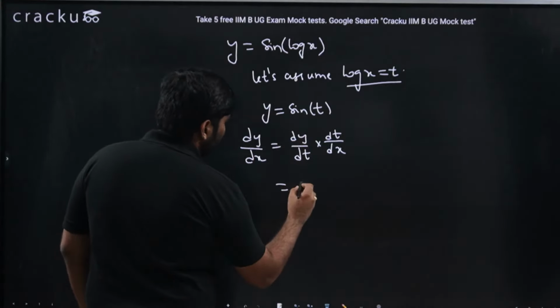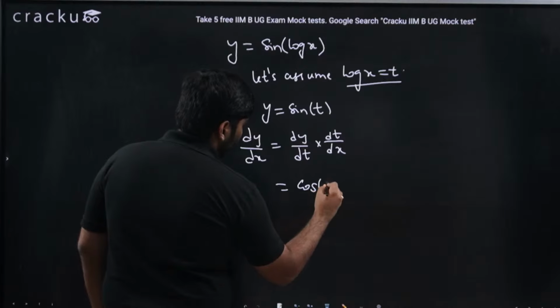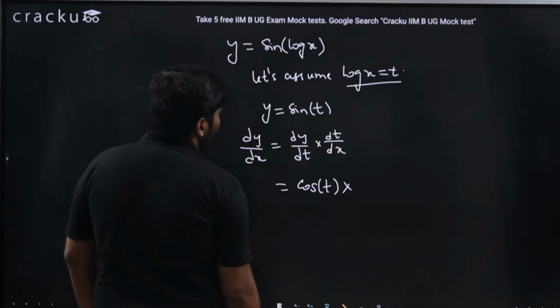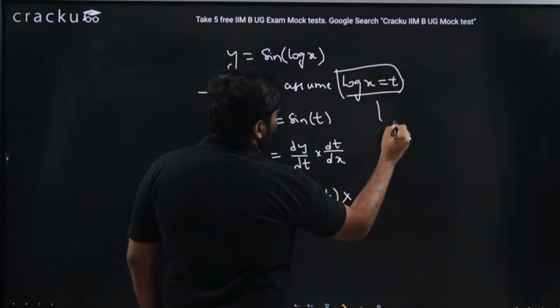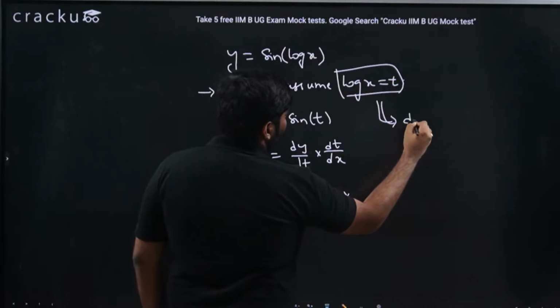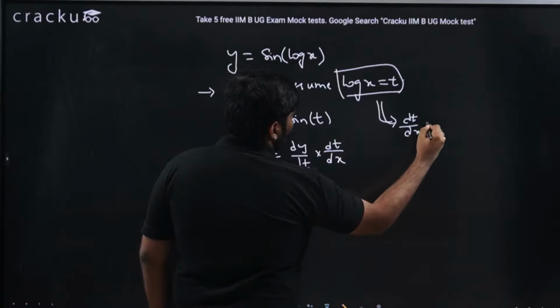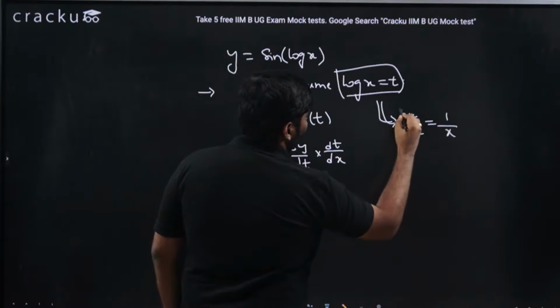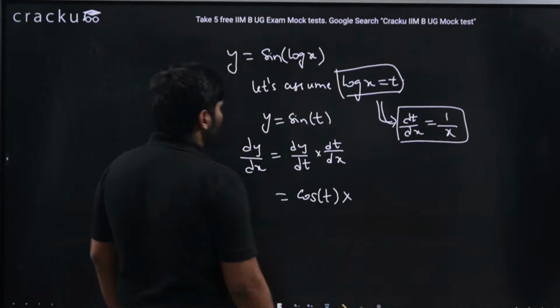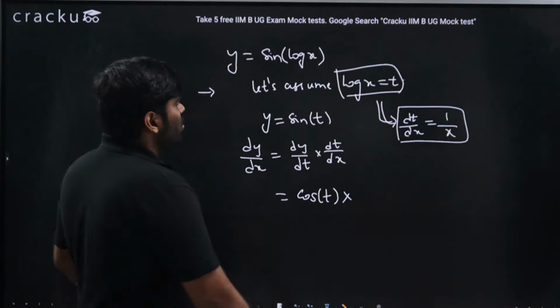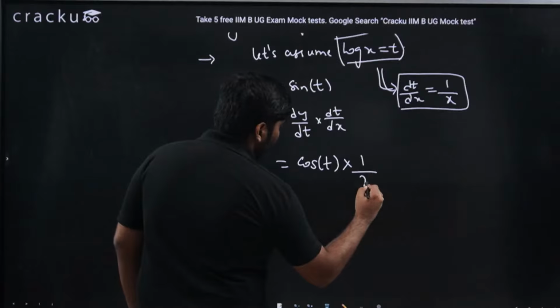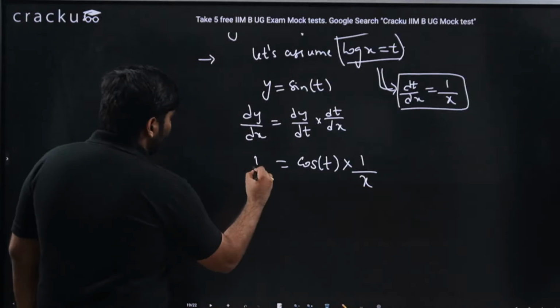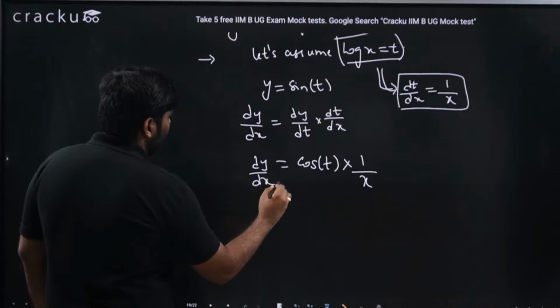Now, what is dy by dt? Y is sin t. What is dy by dt? It is nothing but cos t, into what is dt by dx? I know t is log x. This implies dt by dx is nothing but 1 by x. As we have seen on the previous slide, log x differentiation is nothing but 1 by x. So dt by dx is 1 by x. So I am getting dy by dx as cos t by x.